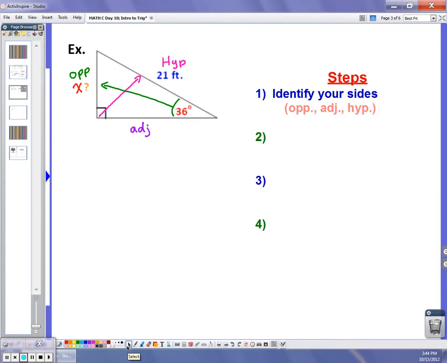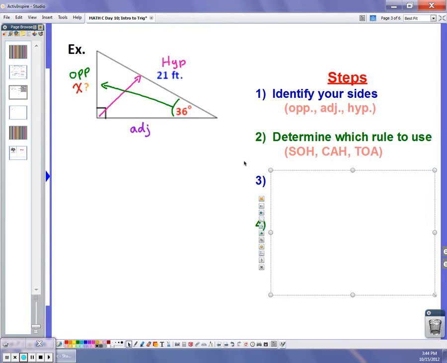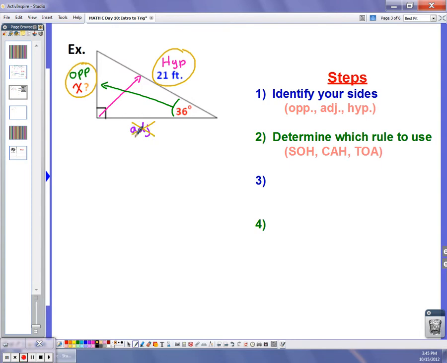With that information, we can now determine which rule to use. We'll go ahead and use that saying SOH CAH TOA to help us find that out. In this particular case, we can see that we do have a hypotenuse, which is 21, and we are searching for this side, which is x. The adjacent is not needed since there is nothing labeled. So we'll just go ahead and cross that out.